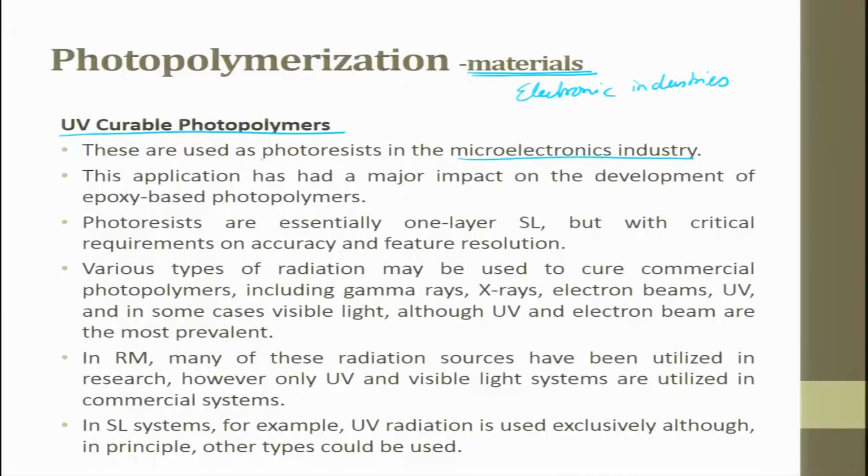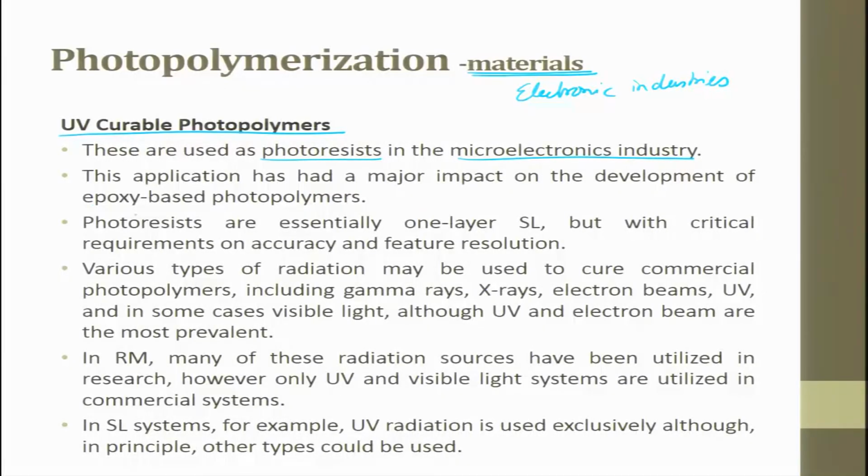Rapid prototyping people were looking for materials which could be used for 3D making. When they looked at the electronic industry, they saw photoresists exhaustively used. So initially these resists were being used for rapid prototyping. This application has a major impact on the development of epoxy based photopolymers. The photoresists are essentially one layer stereolithography, but with critical requirements on accuracy and feature resolution. Feature resolution is how small features you can make.